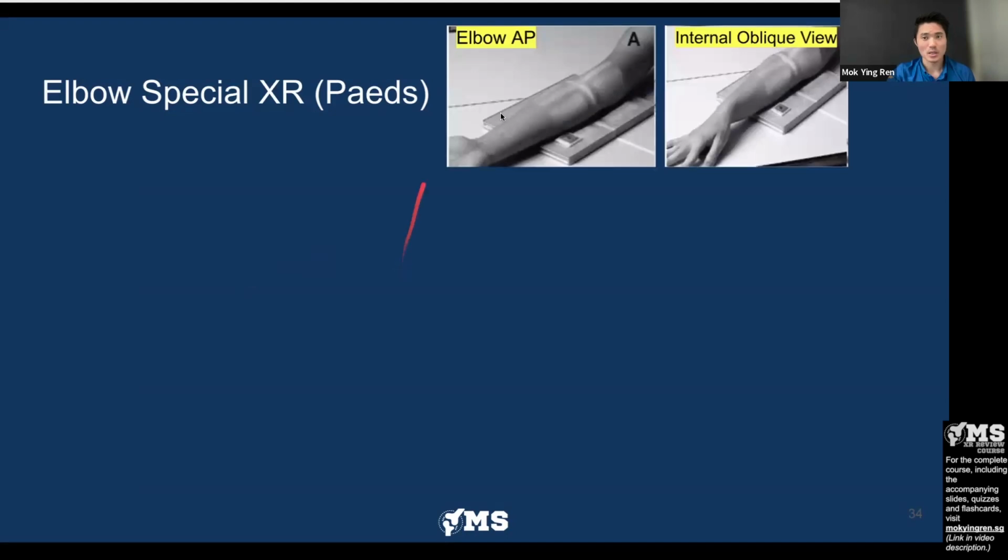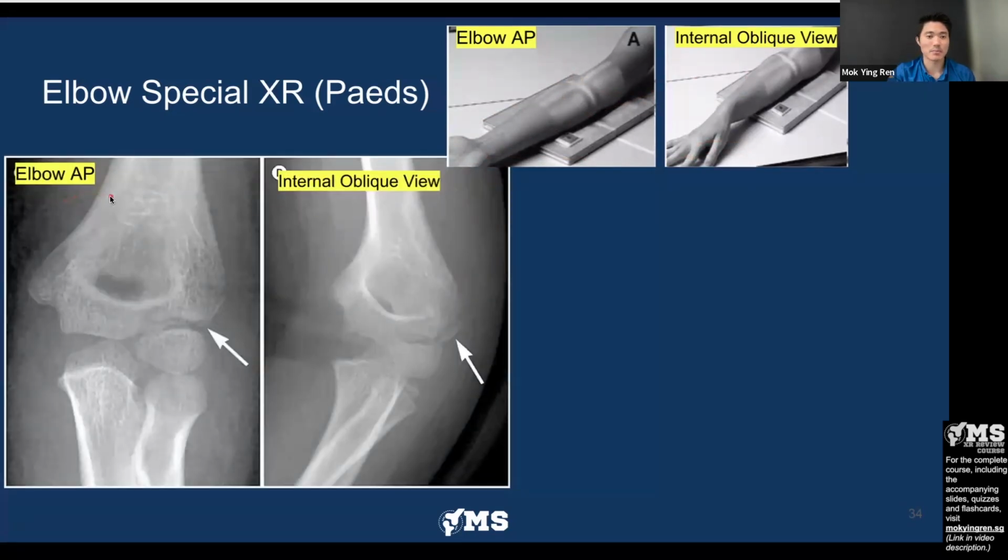Now, in the elbow x-ray, we have some special x-ray for the pediatric population as well. Now we saw that just now there was an elbow anterior posterior. I want to introduce you to this internal oblique view, whereby the forearm is simply pronated inwards to get an internal oblique view at the elbow. Now let me show you an example of this.